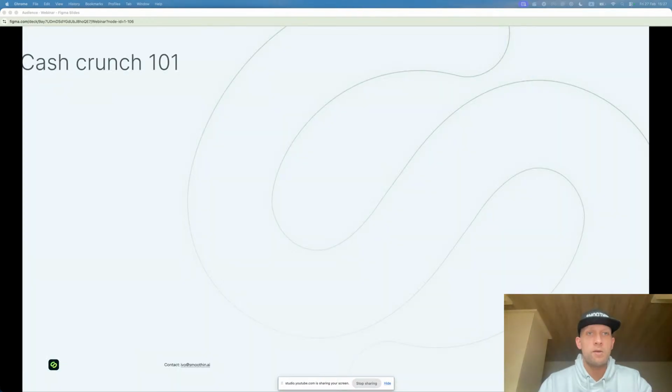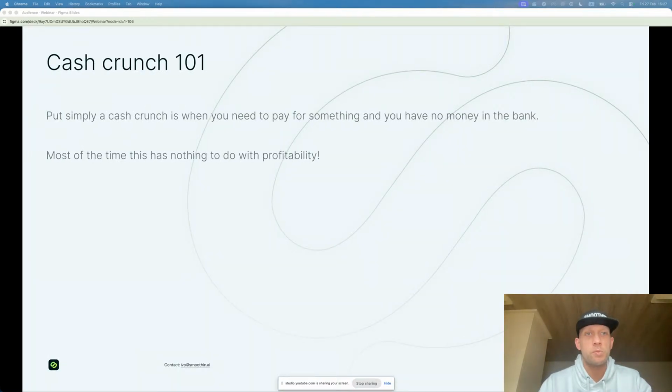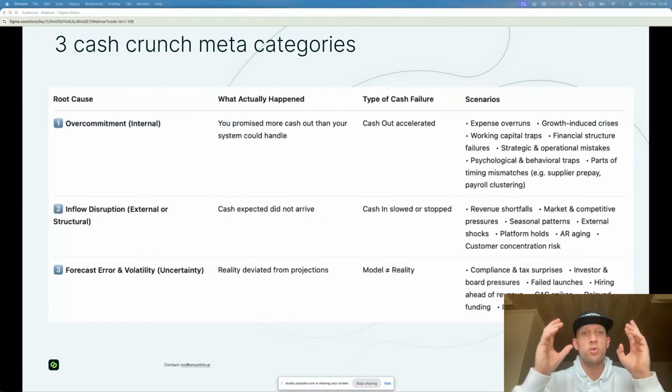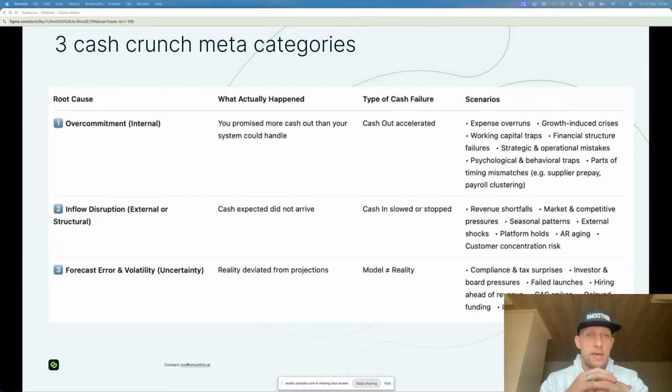And basically, what are cash crunches? It's very simple. A cash crunch is when you need to pay for something and you have no money in the bank, or you have less money in the bank than you need to pay, right? And most of the time, this has got nothing to do with profitability. It's got everything to do with timing. As we saw before in accrual accounting, it's about the timing of the invoices and the timing of the payments. So you can think about it also from this perspective. You have like 3 general cash crunch meta categories.